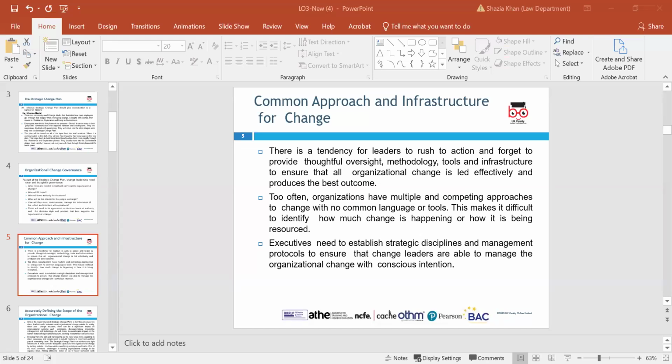So making sure that everything is put into place, there's plans in place, and making sure that there's clear examples of objectives that have been met and there's organizational change in place.